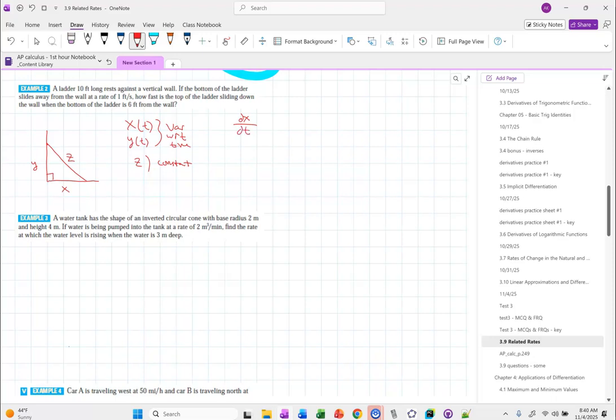Very good. Everybody agree? Because x is representing how far the ladder is from the bottom of the wall, right? Is dx dt increasing or decreasing? Increasing with time, right? Because the ladder is sliding away from the base of the wall. So I know that's positive.